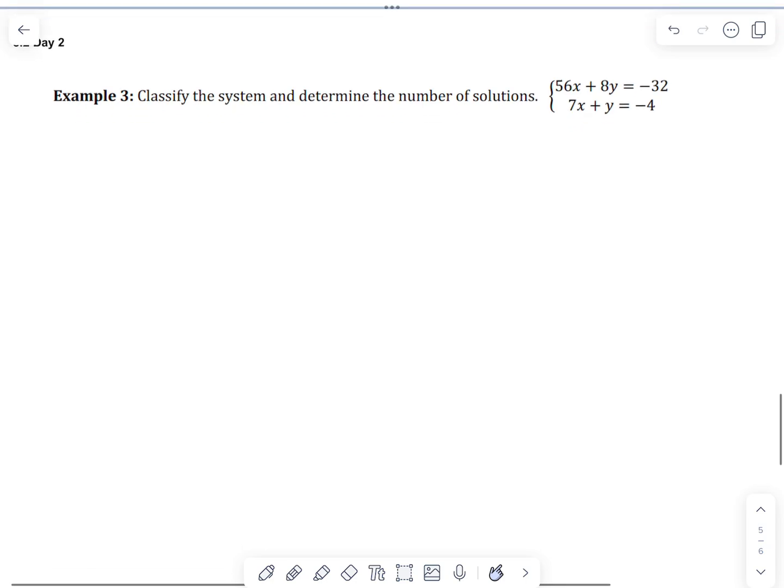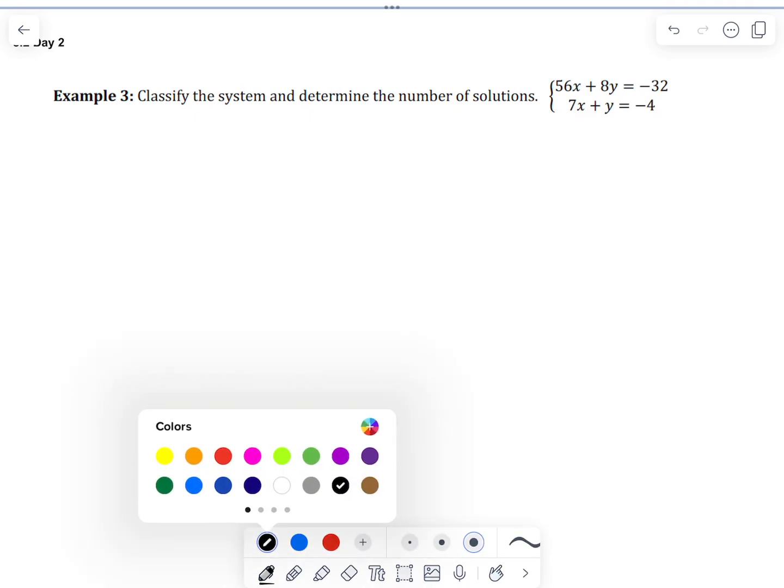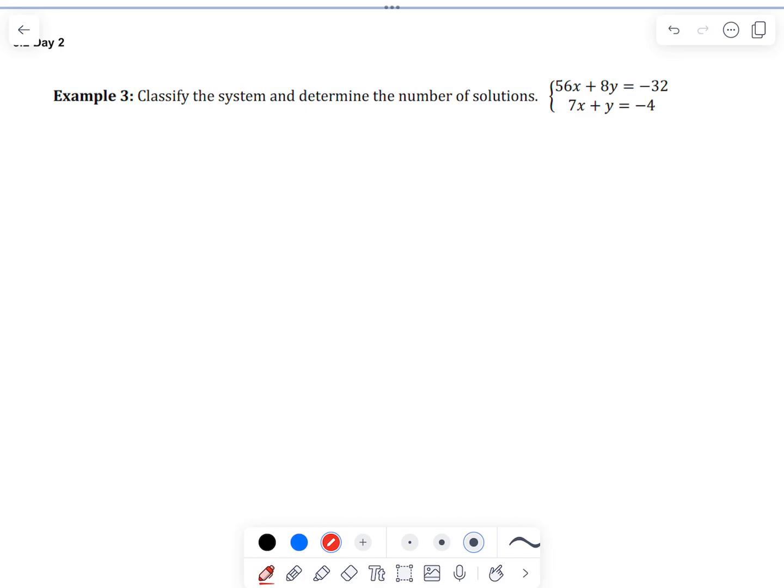All right, let's go ahead and do an example. So classify the system and identify the number of solutions. So we want to use our elimination method again. So if we look at the two equations and we add them together right now, they're not going to eliminate. So I'm going to multiply this bottom equation by negative 8. Because I have a positive 8y, I'm going to multiply it by negative 8 so that when I add them, the y's cancel.